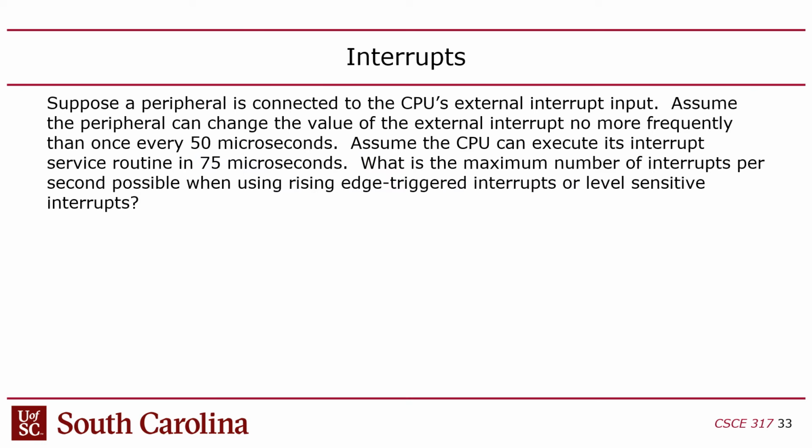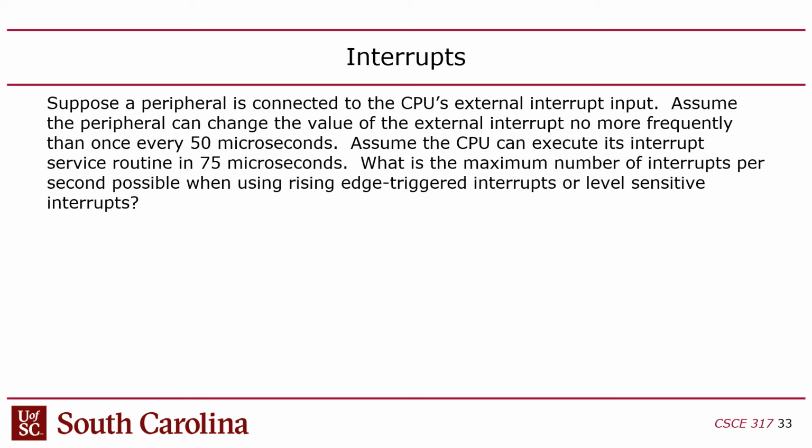Okay, so here's a question. Suppose a peripheral is connected to the CPU's external interrupt input. Assume the peripheral can change the value of the external interrupt no more frequently than every 50 microseconds. So basically, assuming the peripheral wants to toggle its interrupt as fast as possible, it can toggle it every 50 microseconds. Assume the CPU can execute its interrupt service routine in 75 microseconds. What's the maximum number of interrupts per second possible when using rising edge trigger interrupts or level sensitive interrupts?